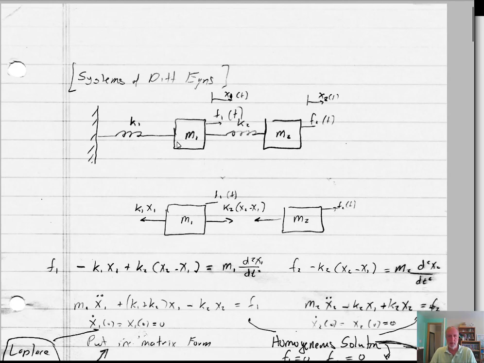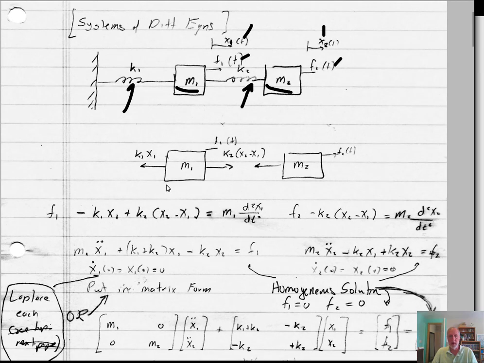We have mass M1 and mass M2, and this mass is connected with a spring to a hard wall, and this mass is connected to the other mass with a spring K2. Both have forces applied to them, potentially, and we track displacement x1 and x2 of the masses.